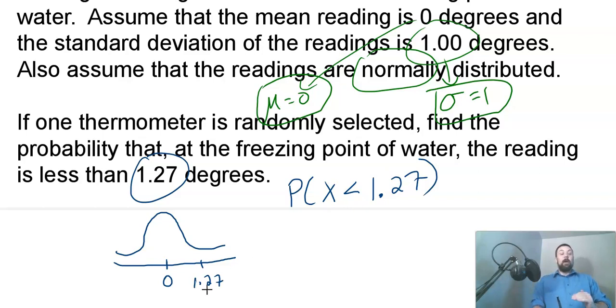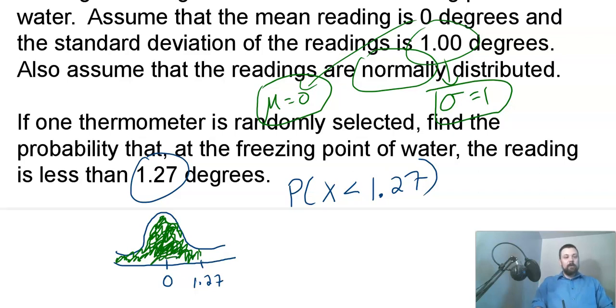And I want to find the probability that a thermometer has a reading that's less than that number, which means I want thermometer readings that are to the left of 1.27. That's the numbers that are less than 1.27, which means for the probability, I want the area to the left of 1.27, all the way to the left. Now, this is something that bothers students about the normal distribution. So I'm trying to shade in the area to the left. It includes this big area here in the middle, but also it keeps going into the left tail.